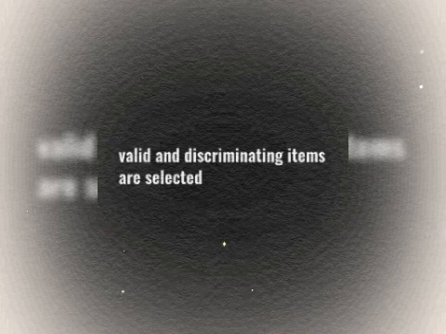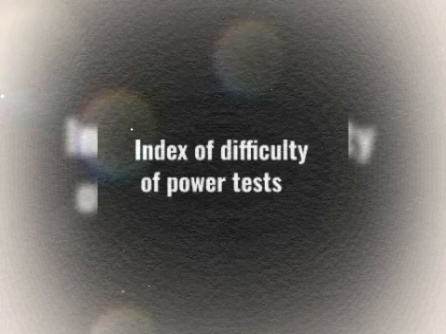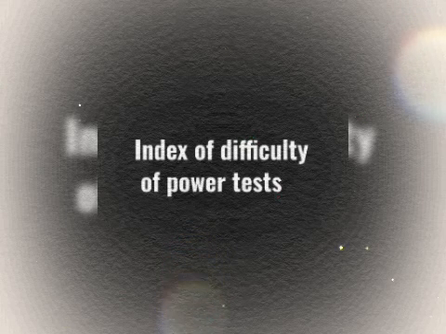In item analysis, the items which are valid and suited to the purpose of conducting the test are selected, and the rest of the items are either eliminated or modified. The two most common indices which item analysis reveals are index of difficulty and index of discrimination value. In this video, we are going to talk about the index of difficulty of power test.